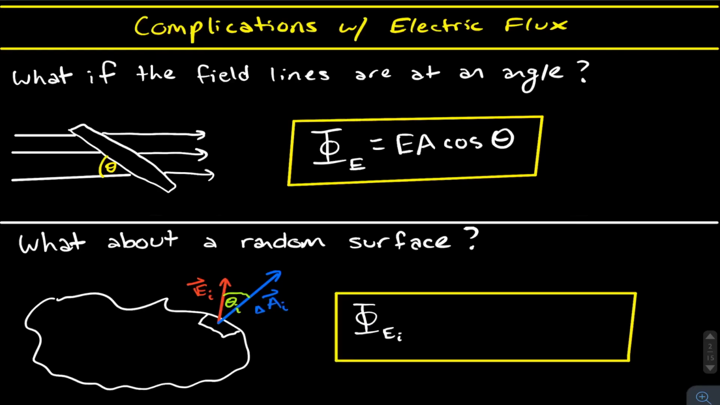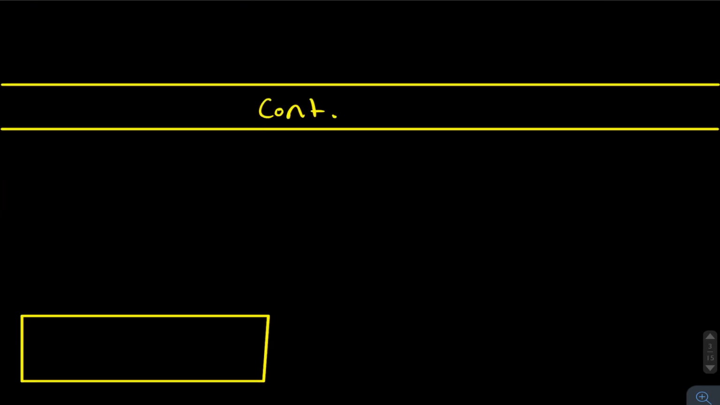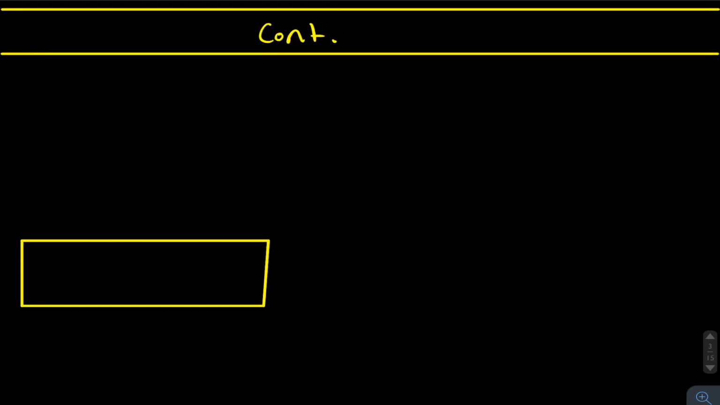Okay, so all this considered, we know that the electric flux, if we're talking about just at this point here, the electric flux at this point is going to be E_i times delta A_i times cosine of theta_i. And that makes sense. That's exactly what we just did up here. We just now have i's, because we're talking about just some really small point here.